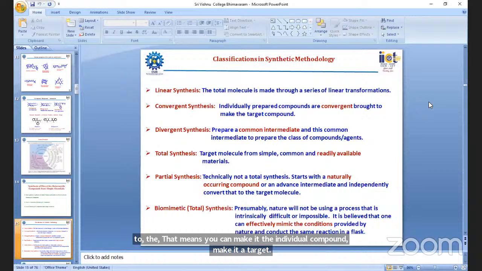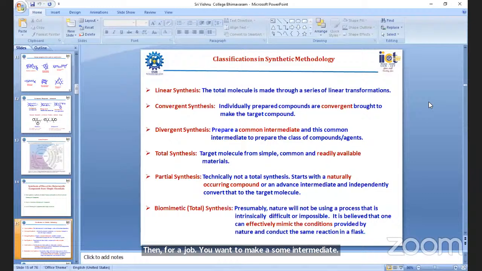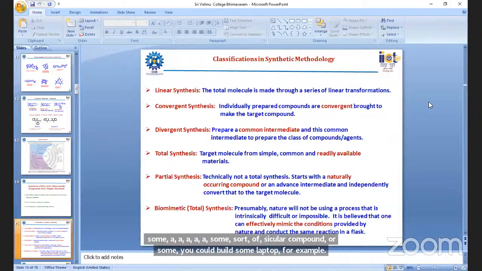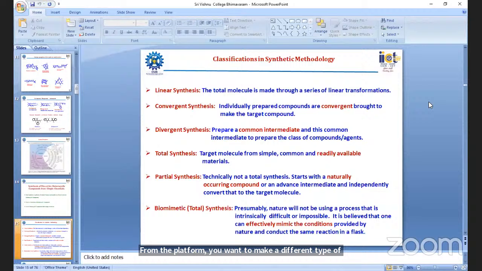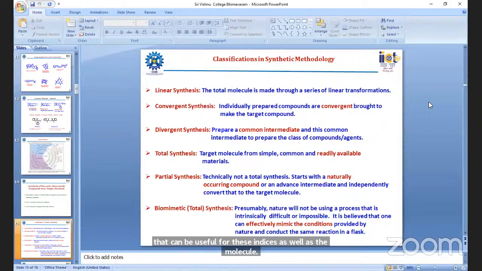Then divergent synthesis. For example, you are in the process of making a drug intermediate or some heterocyclic compound, or you prepared some lactone. From that lactone, you want to make different types of compounds. That means you can make diversity. So you can make a simple common intermediate and then a number of compounds or a series of compounds. That can be useful for the synthesis, and you can make drug candidates and test biological activity also.